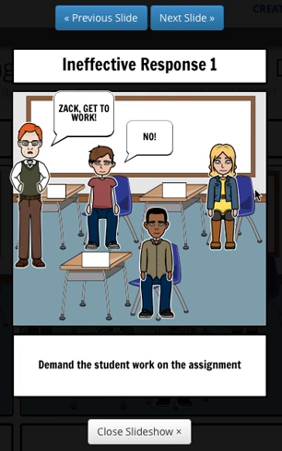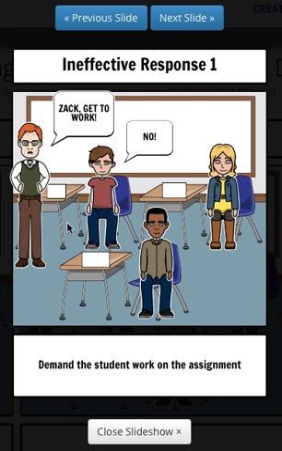The first response is an ineffective response. The teacher simply demands that the student work on the assignment. This is not good because it's going to create a conflict in class, and a lot of times when students act out like this, they're really just seeking attention, and the teacher is giving that attention with the entire class watching. Also, the teacher is mad, as you can see here. The teacher is very emphatic in telling the student to get to work, and the student responds no.